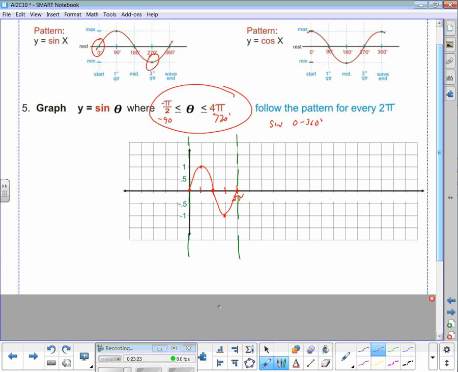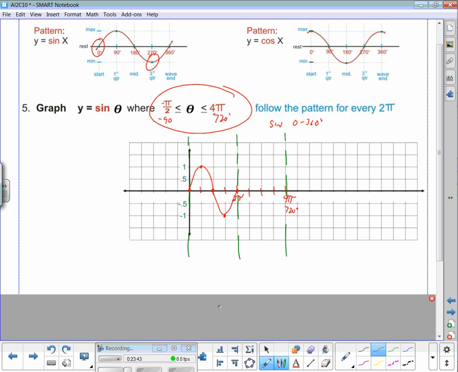Okay, so I only went to 2 pi. How do I get to 4 pi? I've got to go do it again. 1, 2, 3, 4. This is 4 pi, right? 720 degrees. It's a second wave. I'm doing the exact same thing with the wave.